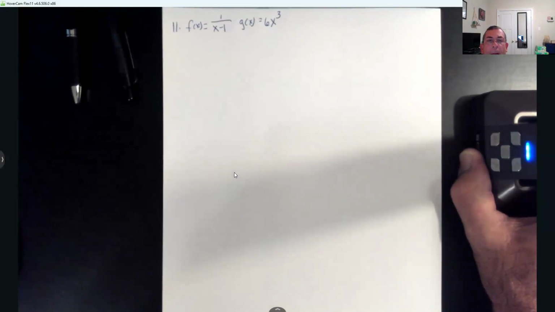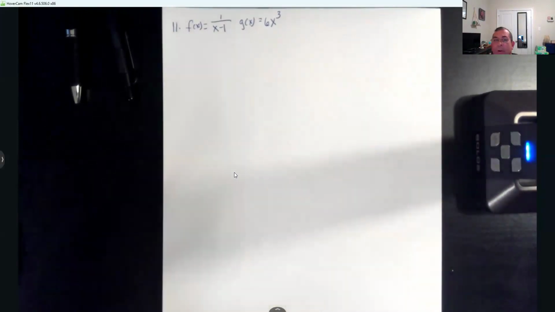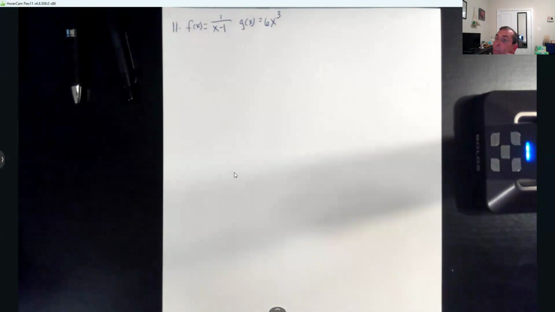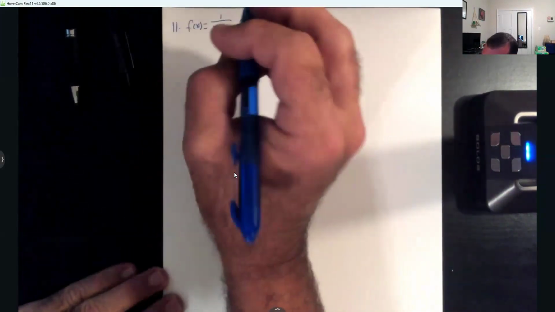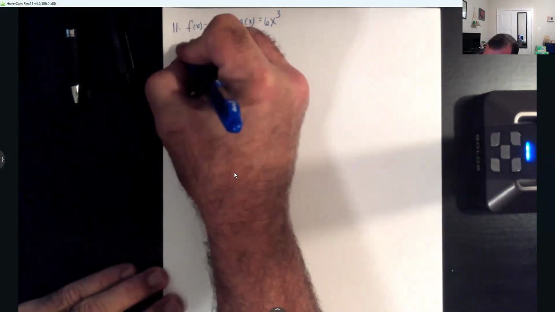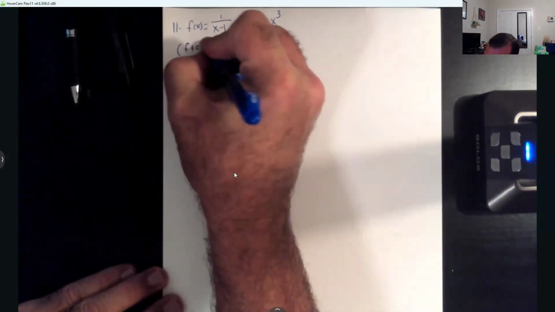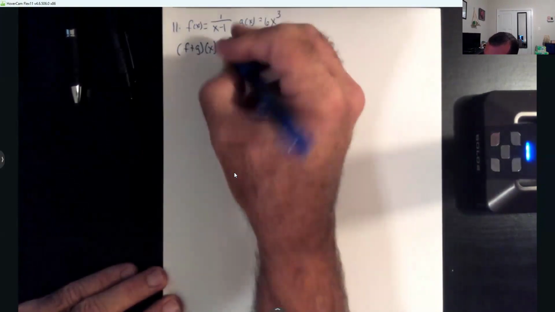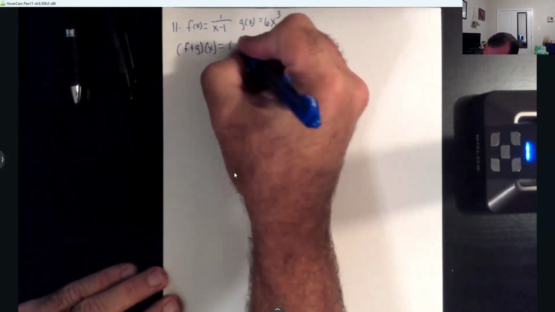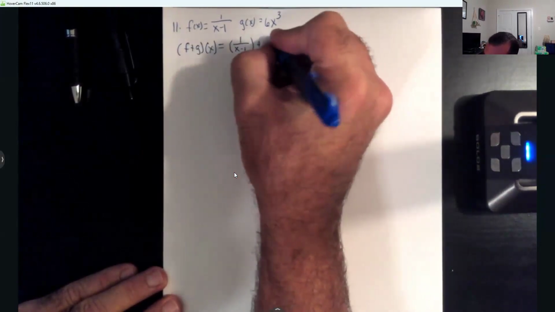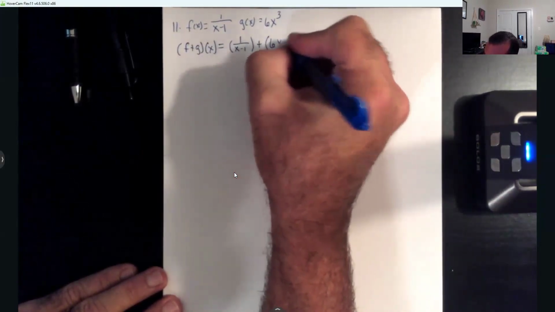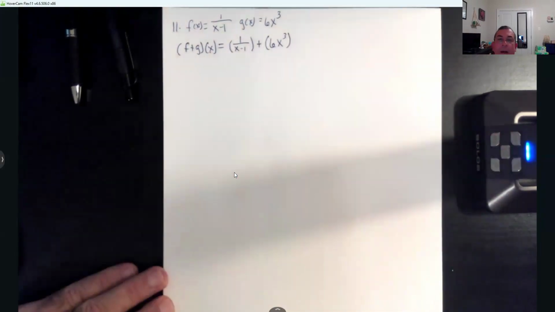And y'all, I don't know if you remember, but on this one, adding, subtracting, and multiplying will always have the same domain. So if we can get one of these, we'll get all three of these, okay? So adding will be f plus g of x. That'll equal my f, which is 1 over x minus 1, plus my g, which is 6x to the third.